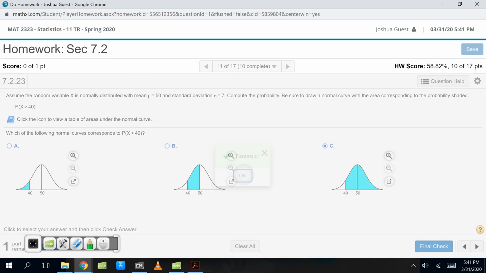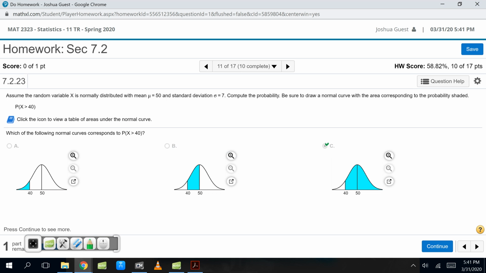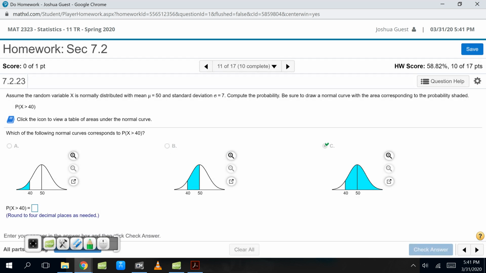Okay, there we go. So continue to see more. All right. Find the probability that X is greater than 40. Well, to do that, we need to standardize it. We need to find the standard score for 40. So remember, Z equals X minus mu over sigma. This is the meat of Chapter 7 right here. We've finally gotten to the point where this is it, and we did a lot of practice to get here. Okay? So Z equals 40 minus my mean of 50 over my standard deviation of 7, so that's negative 10 over 7.